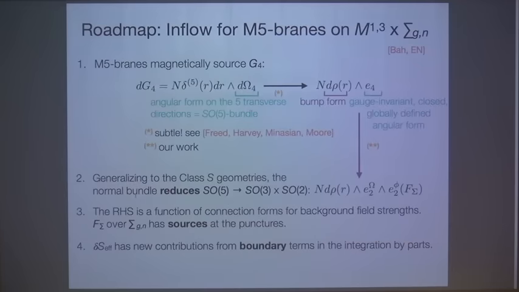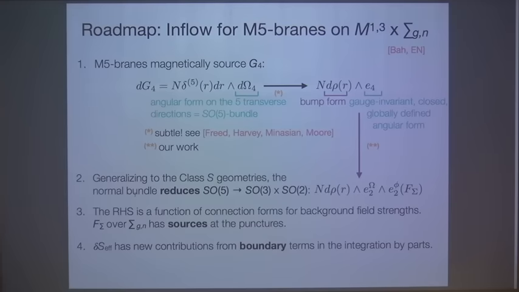So here's the roadmap for inflow for M5 branes in these class S geometries. The M5 branes magnetically source the 4-form M-theory G4 flux. The right-hand side of this Bianchi identity must be smoothed to a bump form wedge the gauge invariant, closed, globally well-defined angular form on the normal SO(5) bundle to the branes. Then generalizing to class S geometries and implementing the twist, the normal bundle reduces to reflect the N=2 R symmetry that's preserved in 4 dimensions.